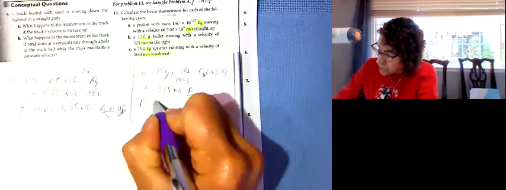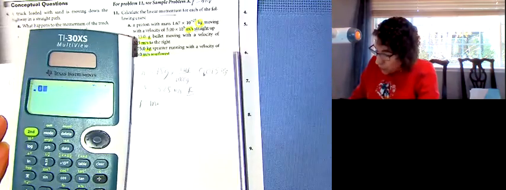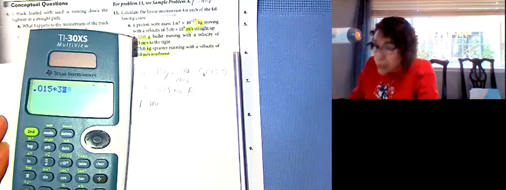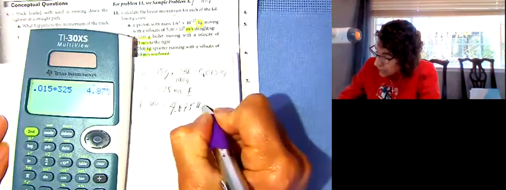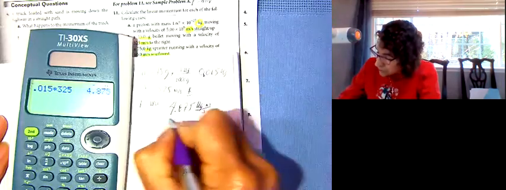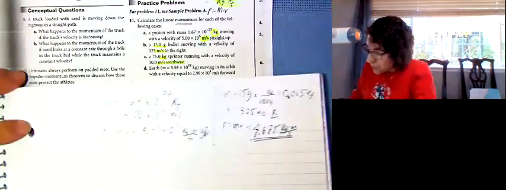So I'm just going to multiply those two. 0.15 times 325. There we go. So I end up with 4.875 kilograms meters per second. All right, let's take the next one. I think you're realizing this is pretty straightforward.